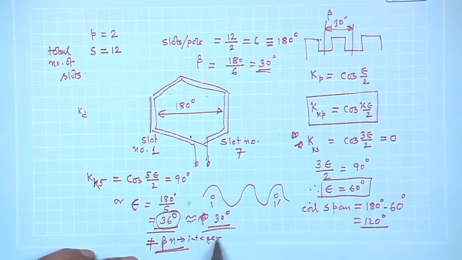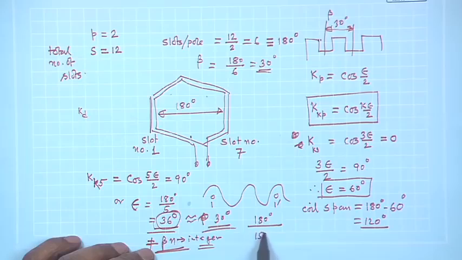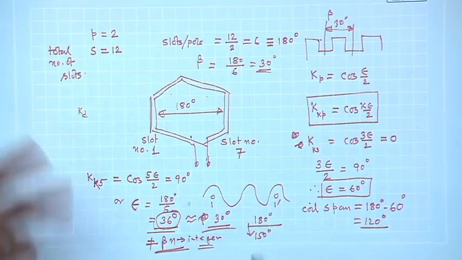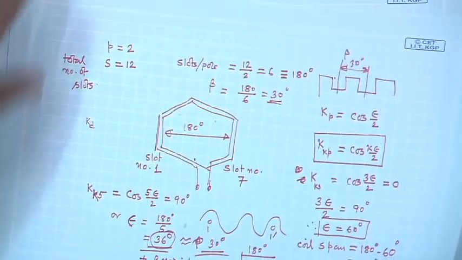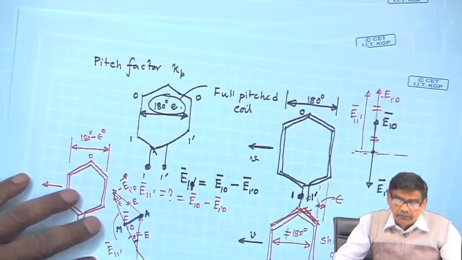So, use a short pitch angle of epsilon. So, the coil span will be not 180 degrees, if you short it, it will be 150 degrees, better use it, and then you are sure the third harmonic or fifth harmonic voltage will be reduced considerably. You cannot get 36 degrees, that is the thing. Therefore, I have now told you two very important factors and how to calculate them. There will be several problems given in your tutorials.